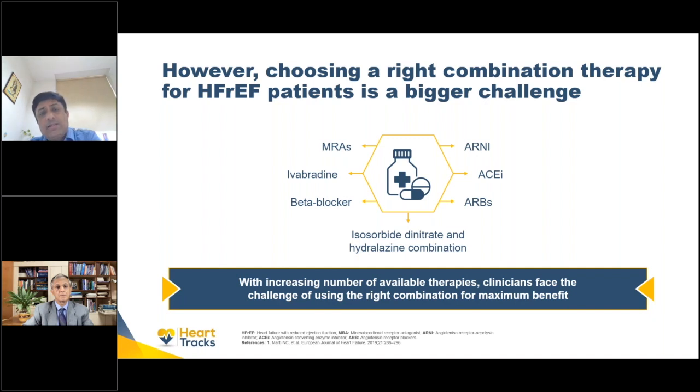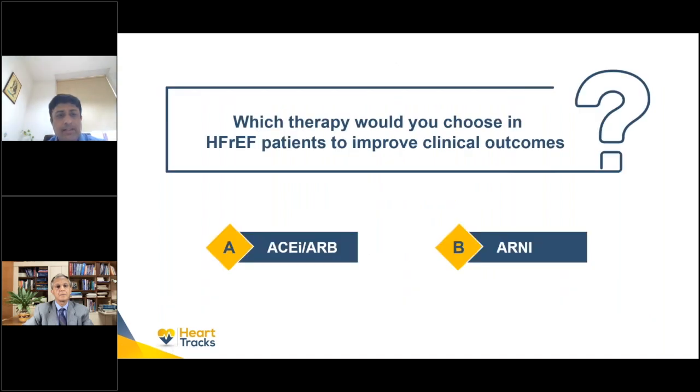ARBs. Other symptomatic drugs, like isosorbide dinitrate hydralazine combinations in those patients with renal failure, black patients, ivabradine, and diuretics. So this is the conundrum of the drugs which is there in our basket. We all know about this, but what is more important is to give them at an appropriate dose. So which therapy should we give in these patients to improve the clinical outcomes?